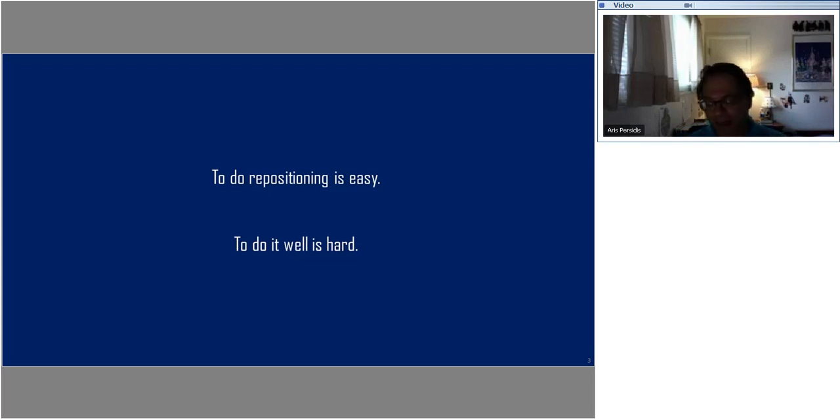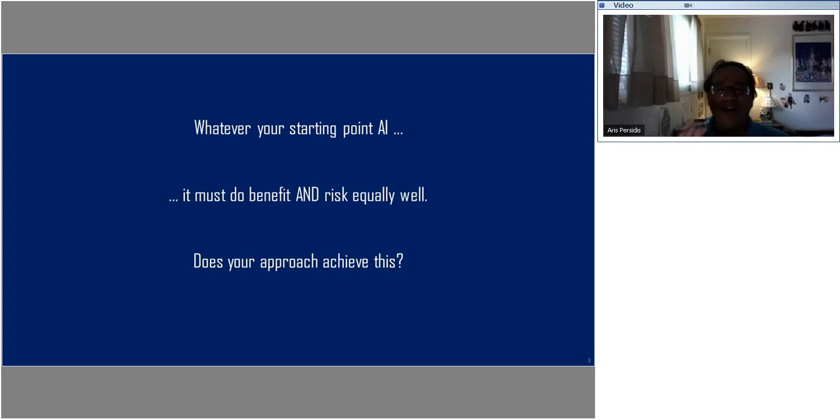If this field ever becomes interesting to you, realize that one can cut corners, but that doesn't always benefit, right? So whatever the starting point, AI is to do repositioning, the key idea is that it should do benefit and risk equally well. Remember that in healthcare, when one is developing a drug, the drug has to meet two criteria. Is it beneficial, and what risks does it cause? It's always about that BR ratio.